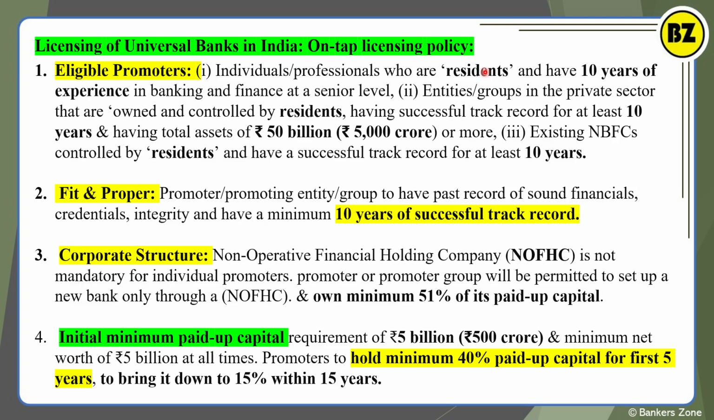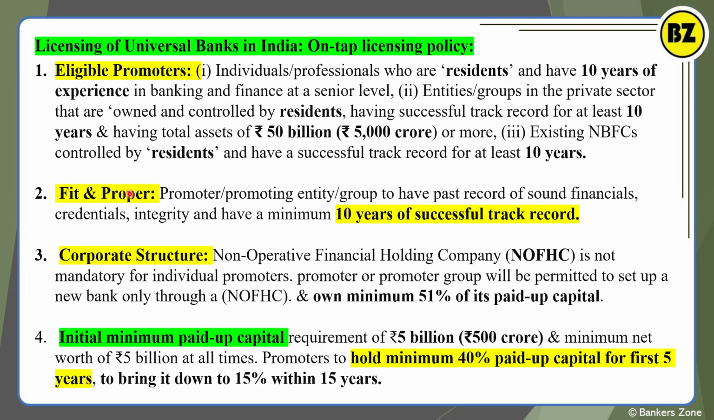If any group wants to be a promoter in a bank, for example Mahindra Group is a promoter in Mahindra Bank, the group must have total assets of 50 billion, that is 5,000 crore. These are very basic and easy-to-remember terms and conditions. Anybody who wants to be a promoter in a bank should have at least 10 years of experience at a senior level in banking and finance. These are the eligibility criteria to become a promoter. First you should have a lot of money, then only you can be a promoter.